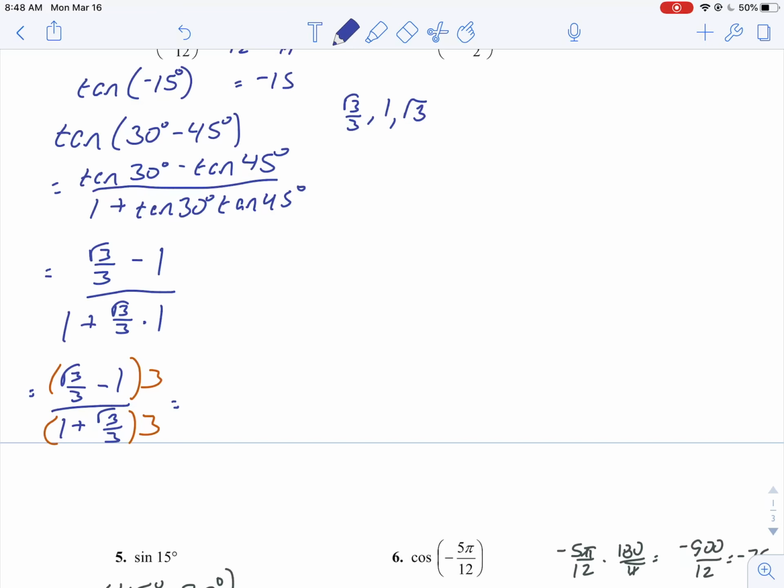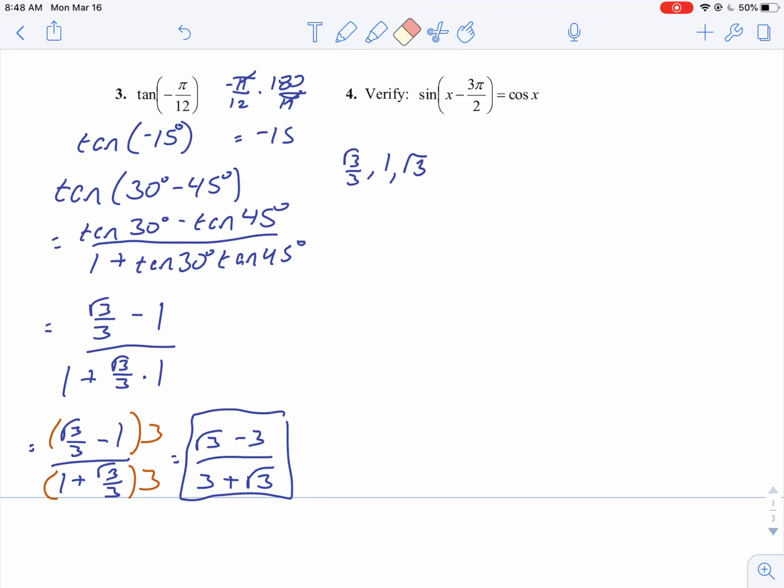Root 3 over 3 times 3 is the square root of 3. 1 times 3 is 3. In the denominator, 1 times 3 is 3. And root 3 over 3 times 3 is simply root 3. And this is the most simplified or the best answer we can write.